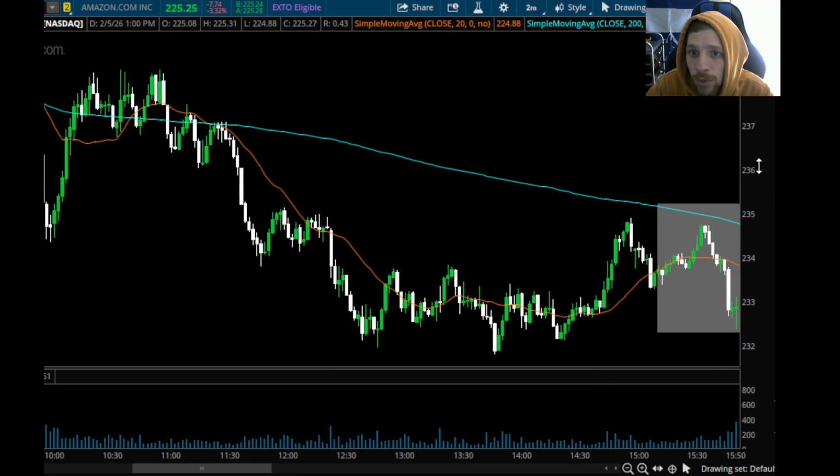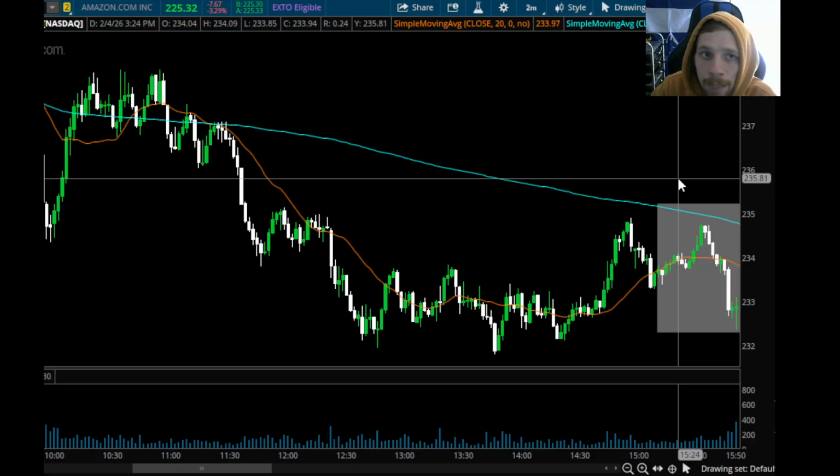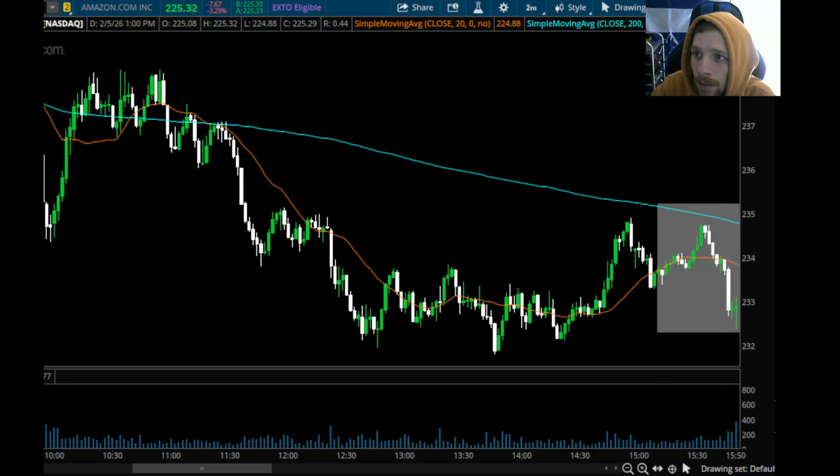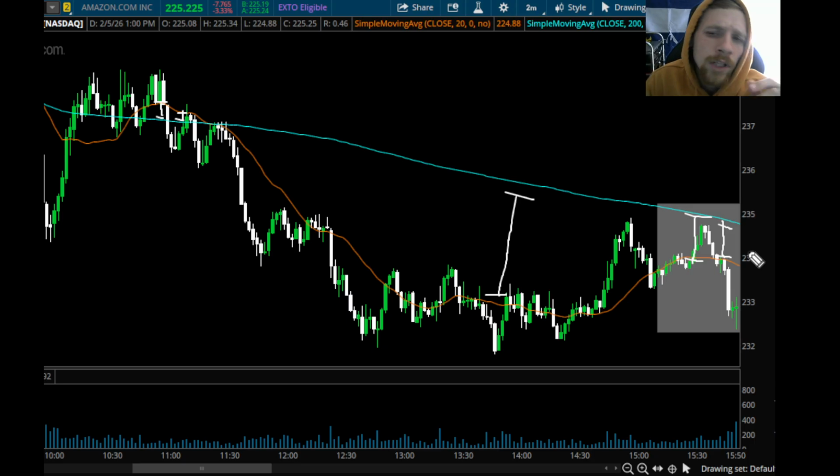right? So you can see here, the Amazon here. This state is neutral. It's not narrow, but it's neutral, right? This is obviously wide, but over here is narrow. But okay, so this is a neutral state. You can take trades from neutral state.